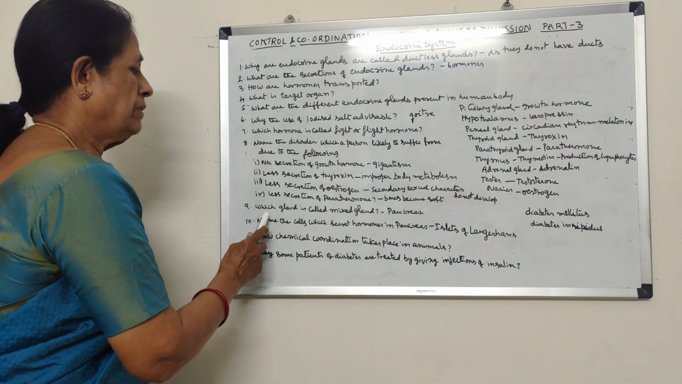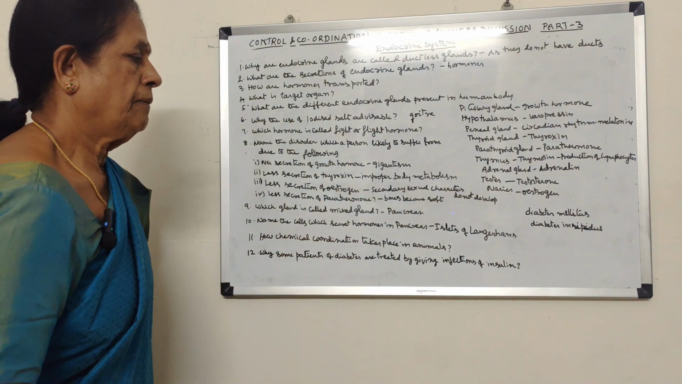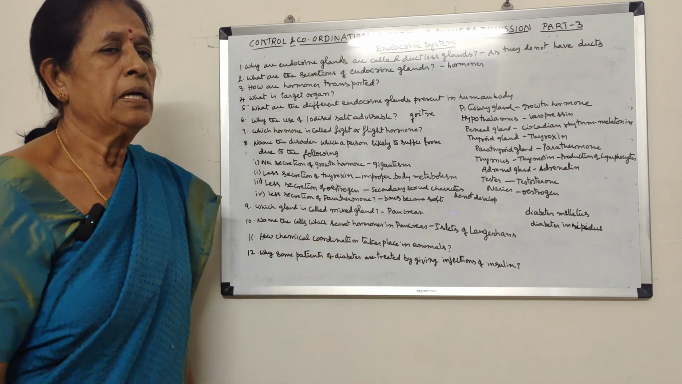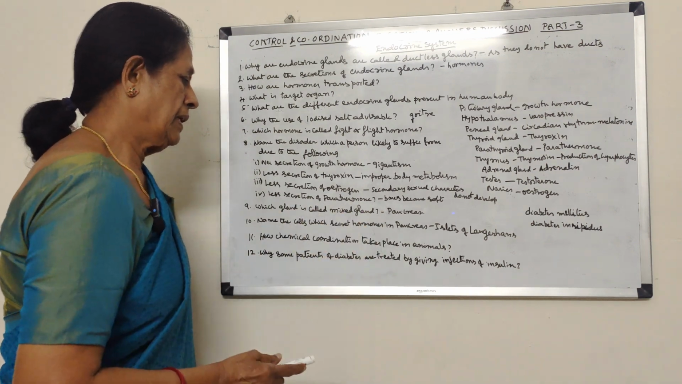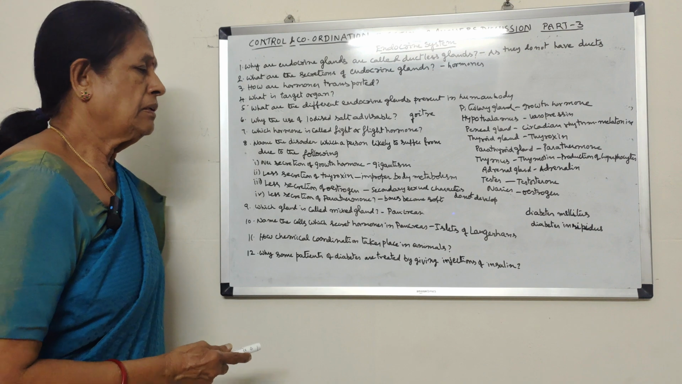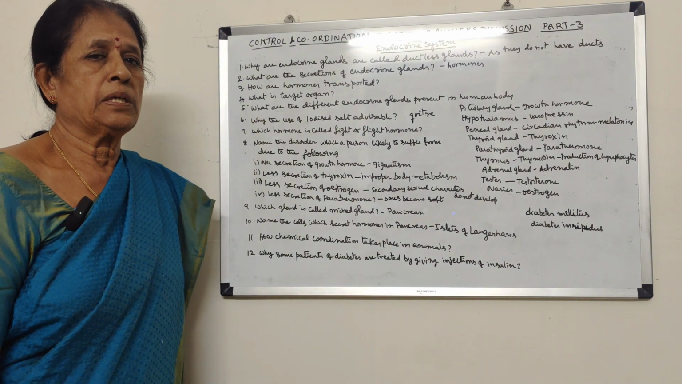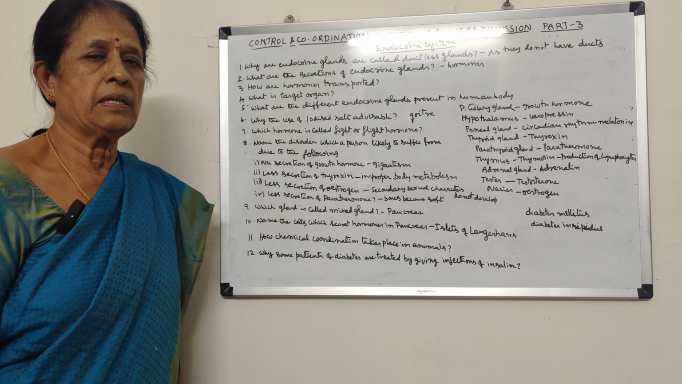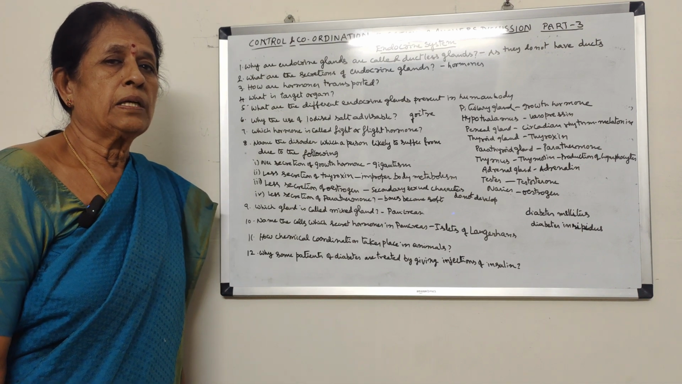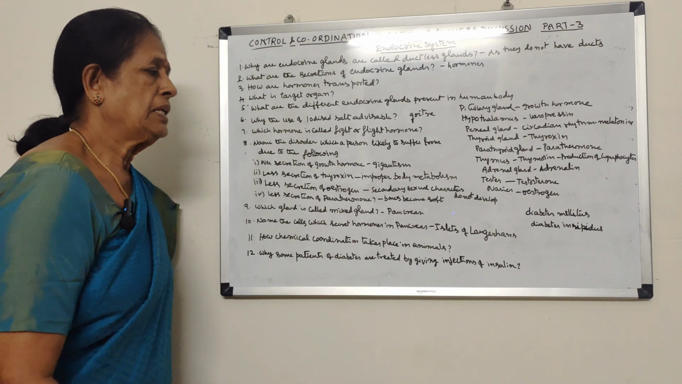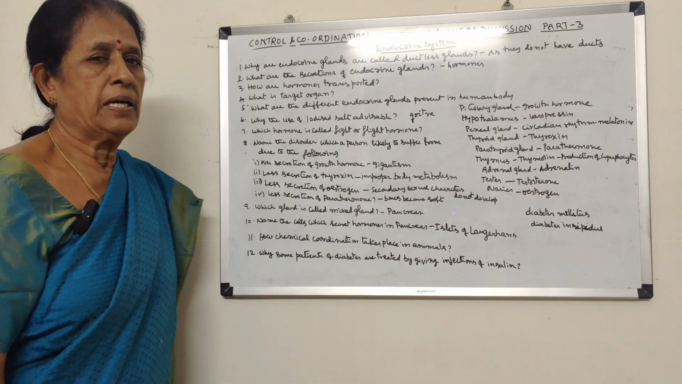Okay. Next, which gland is called the mixed gland? Pancreas is called the mixed gland. Why? Because it secretes both enzymes and hormones. It acts as an exocrine gland secreting enzymes, and as an endocrine gland secreting hormones. That is why it is called the mixed gland.